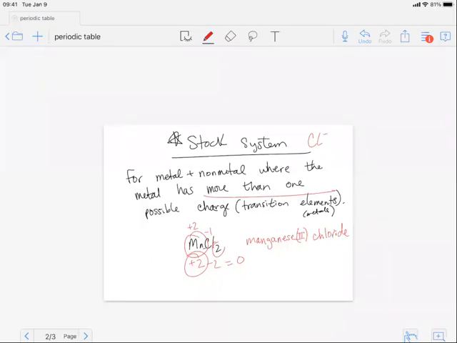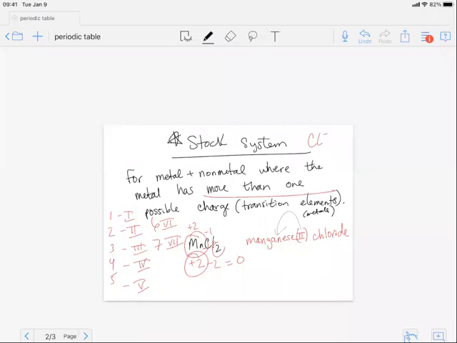Just to remind you, if you don't remember all of your Roman numerals, 7 probably is the highest you go. So 1 is I, 2 is II, 3 is III, 4 is IV, 5 is V, 6 is VI, and 7 is VII. You use these Roman numerals right after the name of the metal, and that indicates the charge. So this number indicates the charge of the metal.